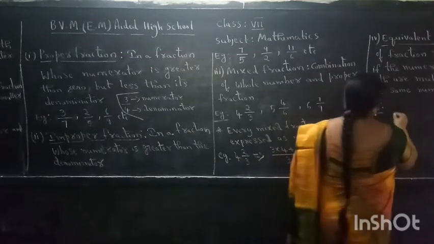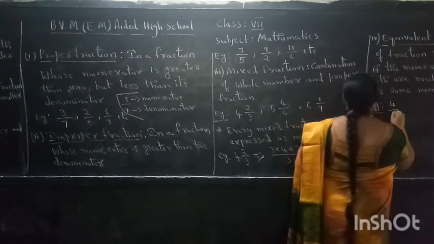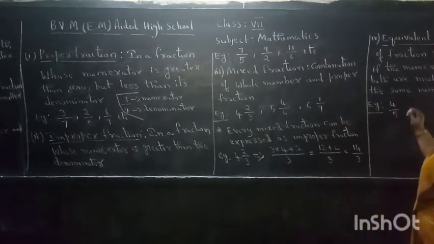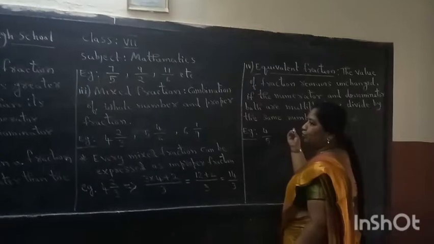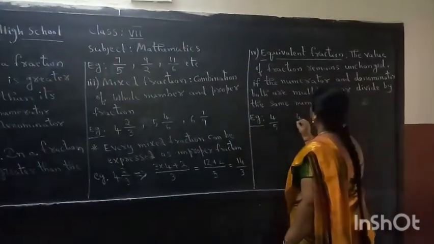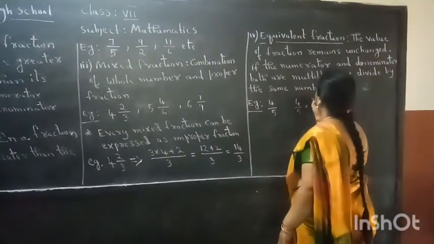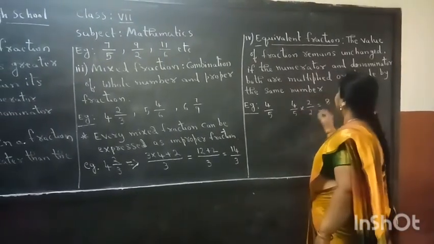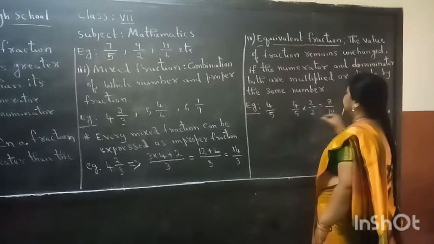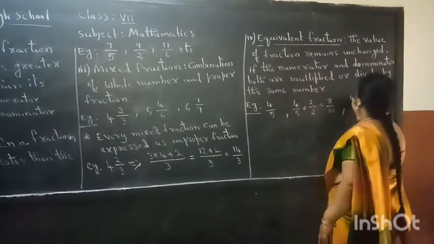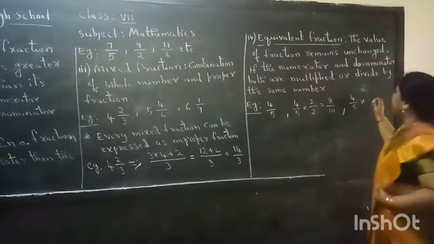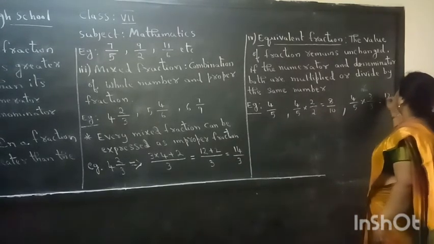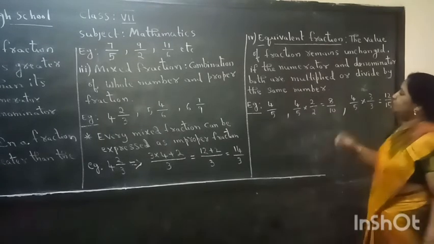Suppose you take 4 by 5. This can be multiplied by 2, both numerator and denominator. 4 by 5 into 2 by 2. 4 2s are 8, 5 2s are 10. Again, 4 by 5 multiplied by 3 by 3. 4 3s are 12, 5 3s are 15.